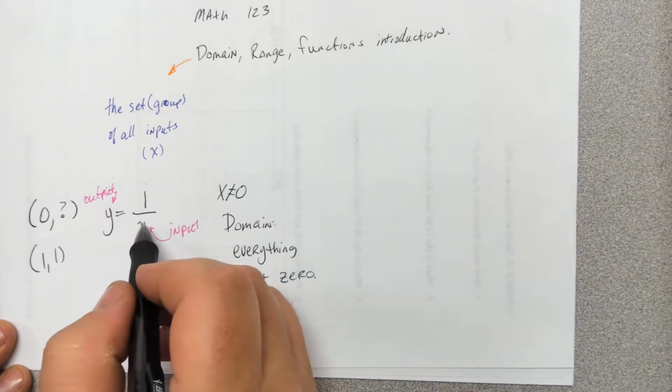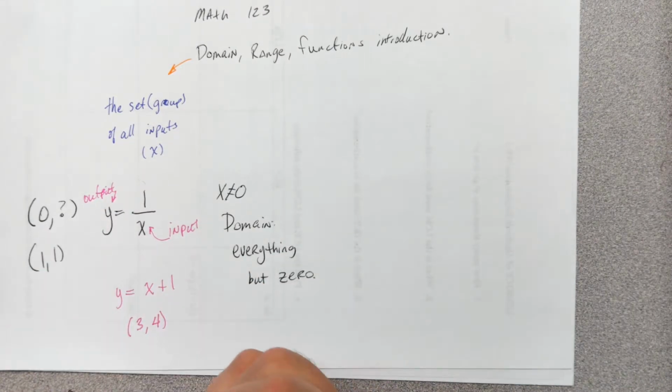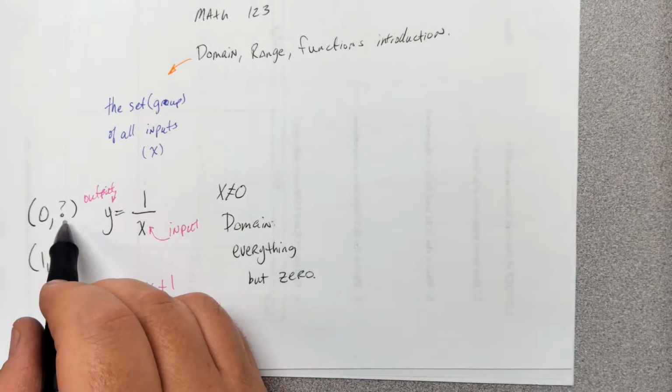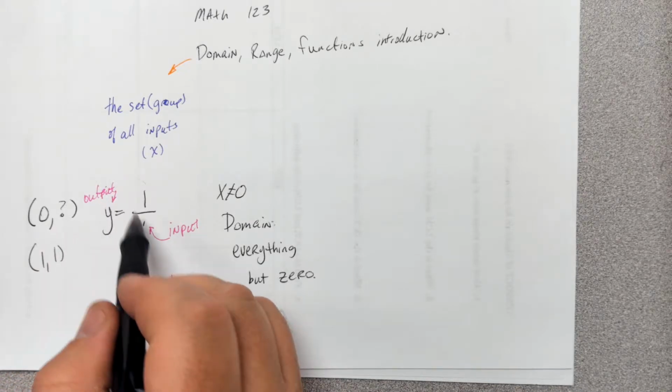But if you put a 0 for X, what's Y equal? Nothing. 0 doesn't lead to anything. You put a 0 in, you don't get anything back because you can't divide by it.